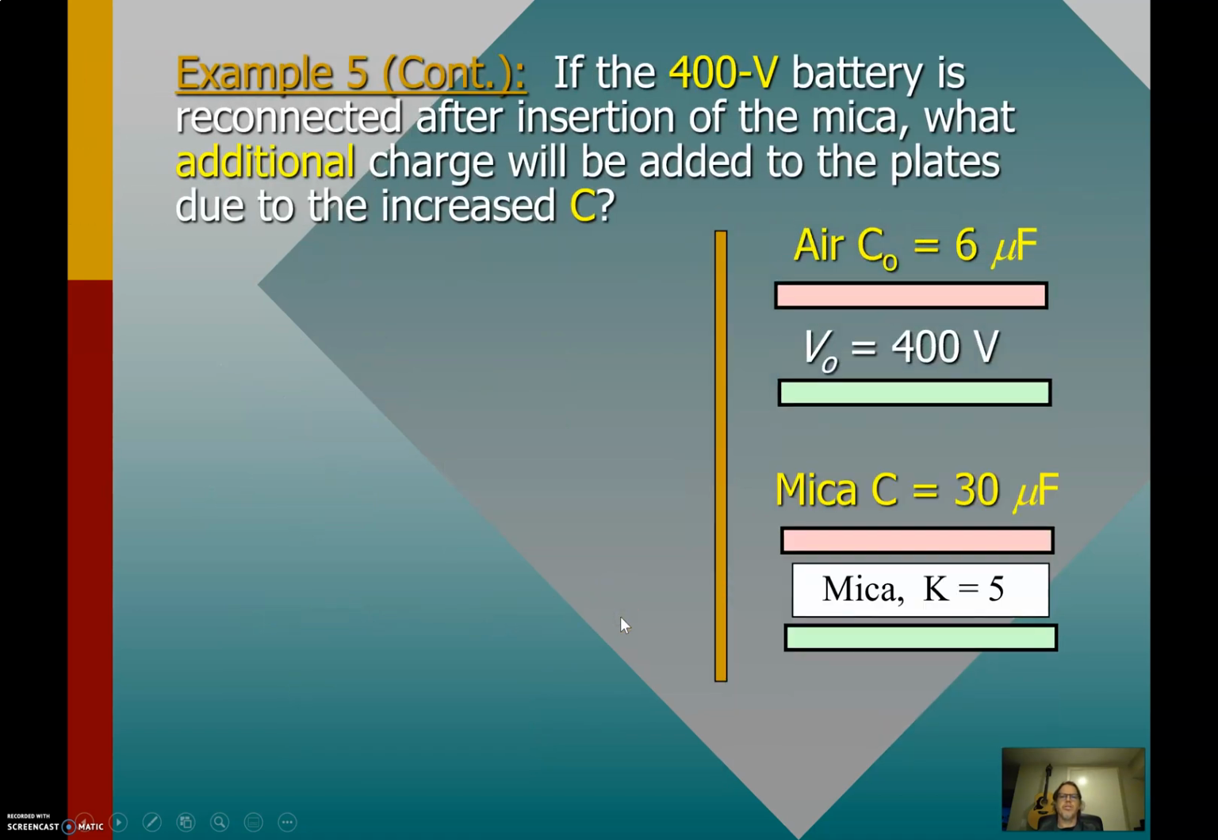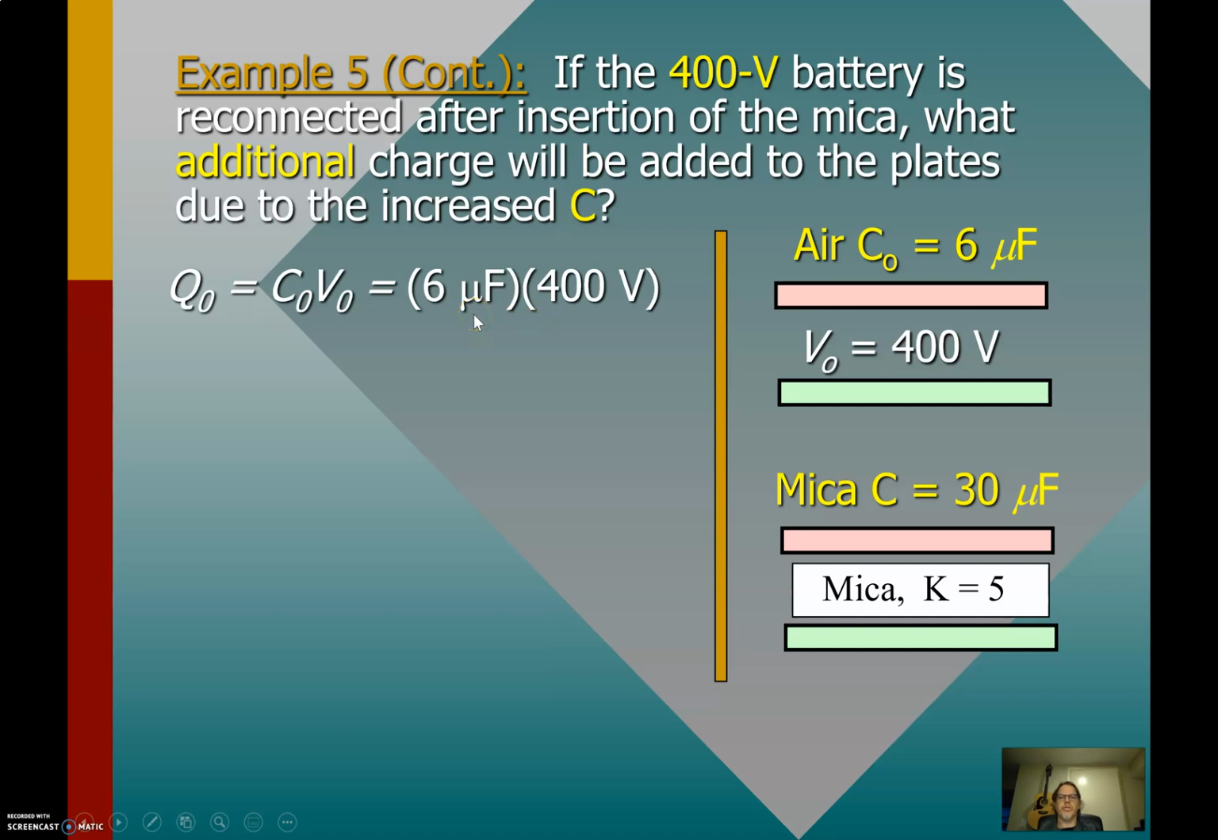All right. So if the 400 volt battery is reconnected after the insertion of the mica, what's the additional charge we place on the plates? So now it's going to ramp back up to the 400. So it dropped to the 80. So there you have a 400 volt battery connected with the mica inserted. So now how much additional charge will be stored on the thing?